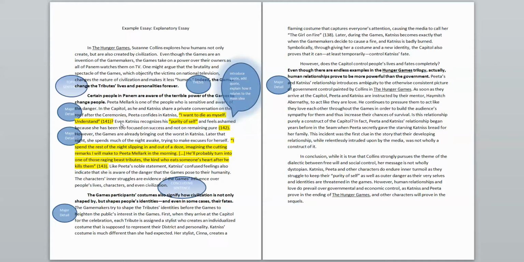I don't stop there though. Number 3, explain the example. How does it relate to my main idea in my paragraph? Even Katniss recognizes his, quote, purity of self and feels ashamed because she's been too focused on success and not on remaining pure.